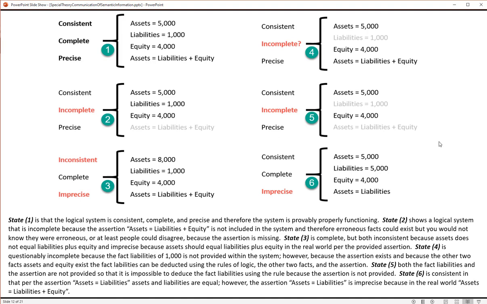It's inconsistent with the rule. The facts are inconsistent with the rule. Number four, so it's not necessarily inconsistent or it's not necessarily incomplete, but notice that you have the facts, assets, and equity, and you have the rule, assets equals liabilities plus equity. You know what assets is, and you know what equity is. Therefore, you can derive the value of the liabilities using logical deduction.